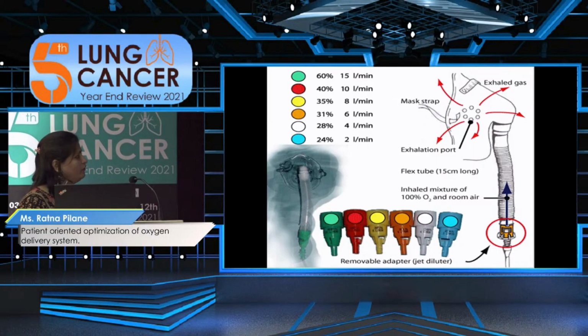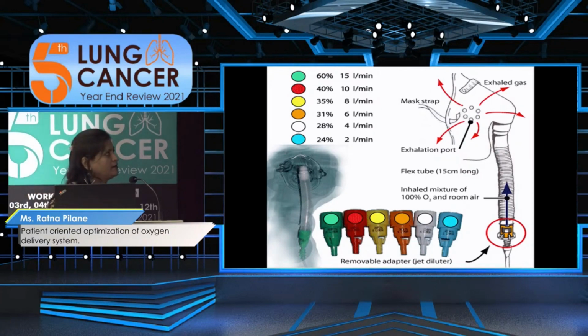This is the color coding of Venturi mask. The sky blue color delivers 2 liters per minute, with FiO2 of 24%, whereas white color is 28% at 4 liters per minute, orange color is FiO2 31% at 6 liters per minute. Yellow color is FiO2 35% at 8 liters per minute, red color gives 40% at 10 liters per minute, and green color is 60% FiO2, which delivers 15 liters per minute.